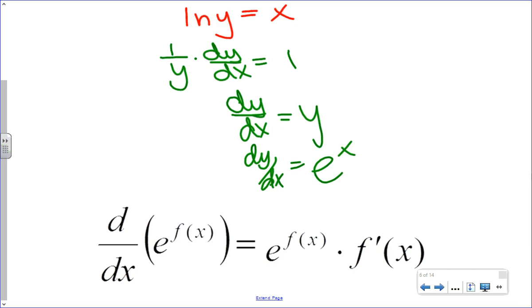So, we're going to do some examples, and then we will look at exponential functions that aren't base e.